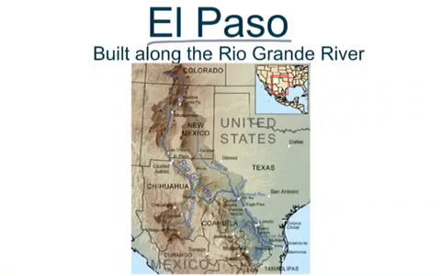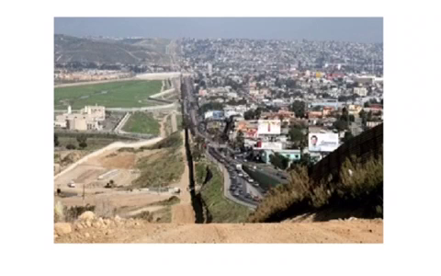Now, as you see in the map, which city is to the left of El Paso? That's right, Ciudad Juárez. Now, El Paso borders Juárez, Mexico, which is right here. Now, this is El Paso, this is Juárez.